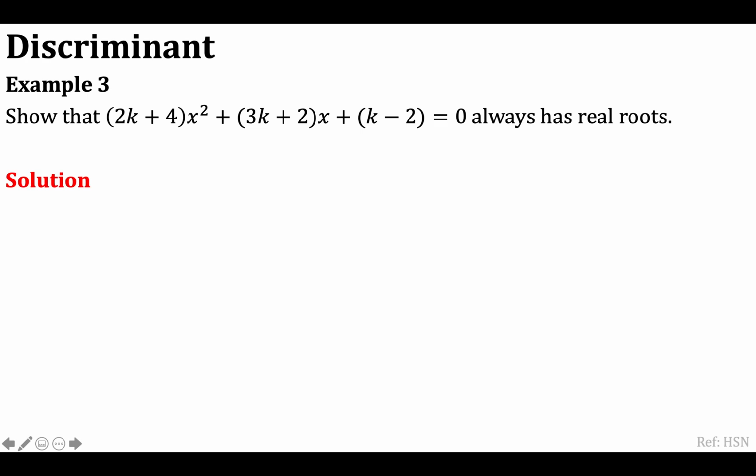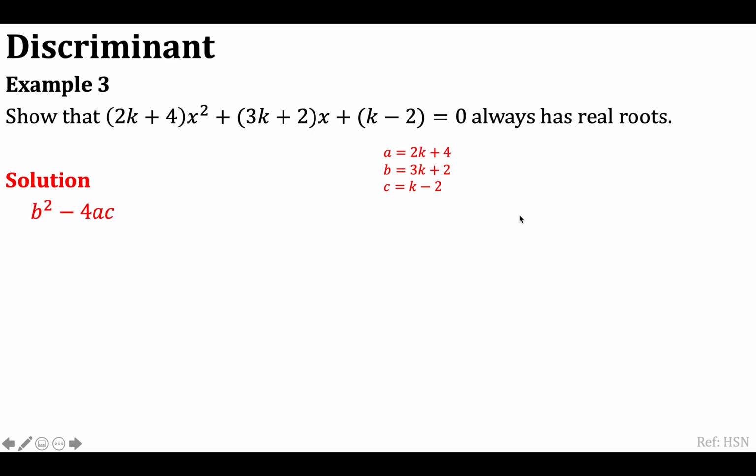So the solution then, we want to start with b squared minus 4ac. So we need to pick out our values for a, b and c here. So you can see that a is normally the coefficient of the x squared term, so that's 2k + 4. b is the coefficient of the x term, which is 3k + 2. And c is the constant term, in this case k - 2.